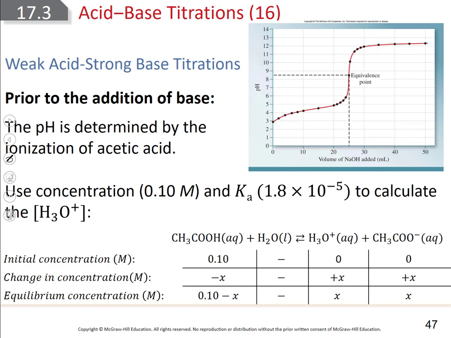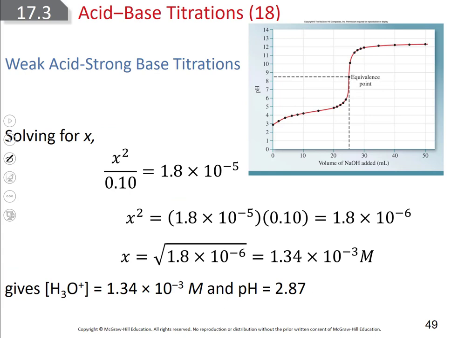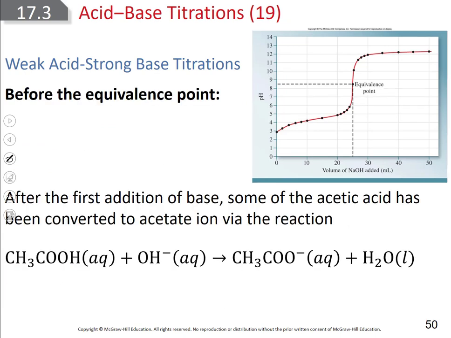Oh, this is just talking about before you've added any base. You've just got the weak acid. To find the pH of the weak acid is just an ICE table, so that's just chapter 16. Once we start adding the base, though, before the equivalence point, then you've got the hydroxide ion turning that acetic acid into the acetate ion.